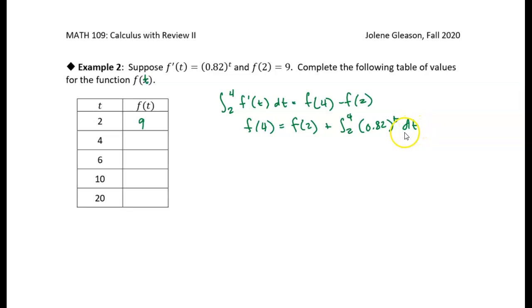Now we have to find this integral, and you haven't really learned any integration techniques yet, other than doing it by left and right hand sums, or doing it on your calculator. So I'm going to just do this on my calculator. I know that f of 2 is 9. If I plug this integral into my calculator, I get 1.11.